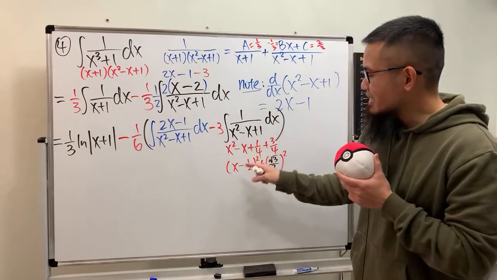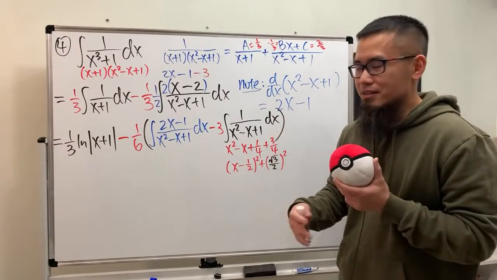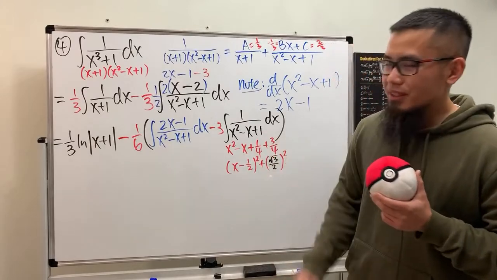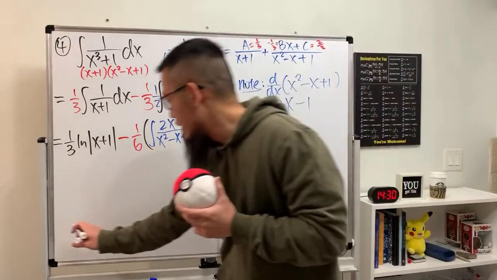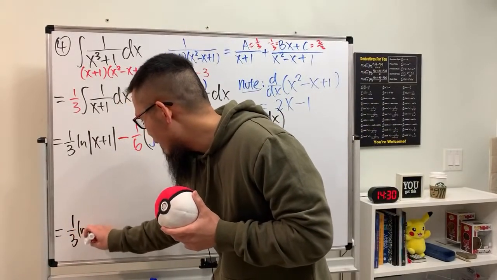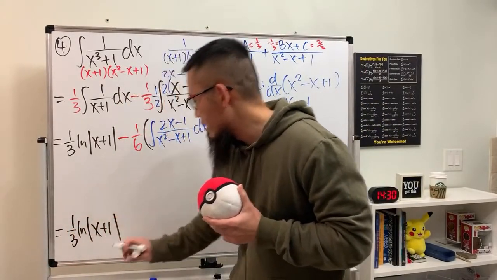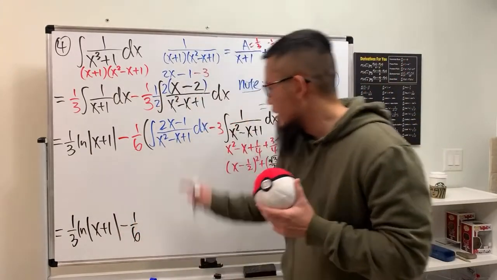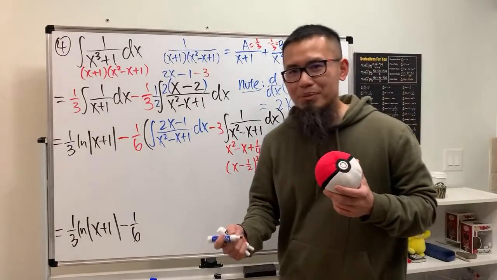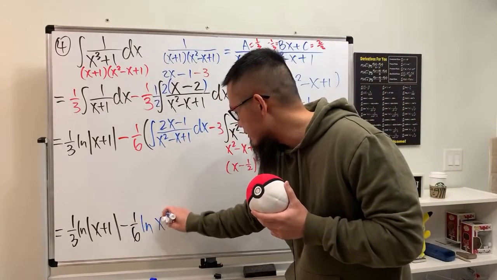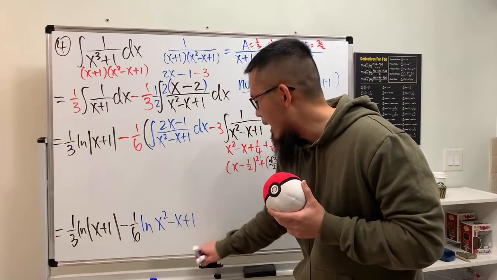u is equal to x minus 1/2 and dx is the same as du, so nothing too much to worry about. So now, ladies and gentlemen, let's finish this right here. First one, we have 1/3 ln absolute value of x plus 1. Done. Next, distribute this so we get negative 1/6. This is in blue. It should be in blue. It's just going to be natural log of the bottom, which is x squared minus x plus 1.